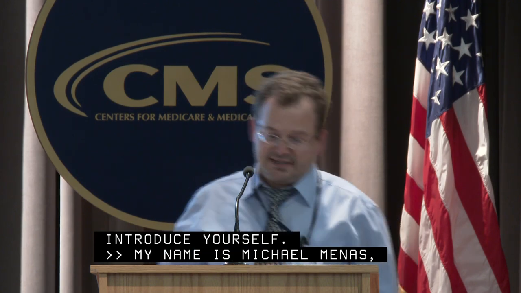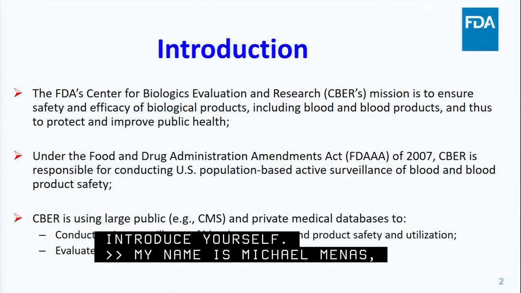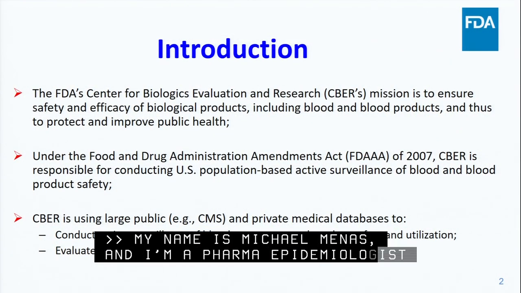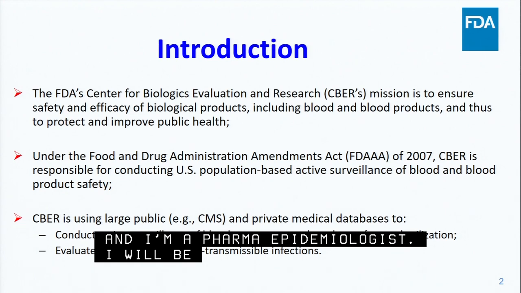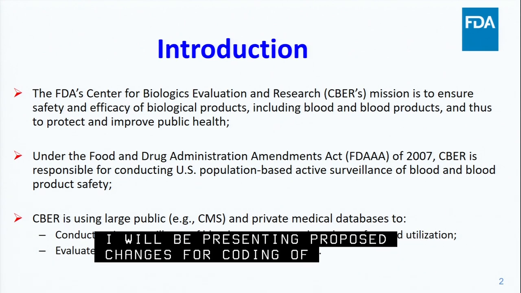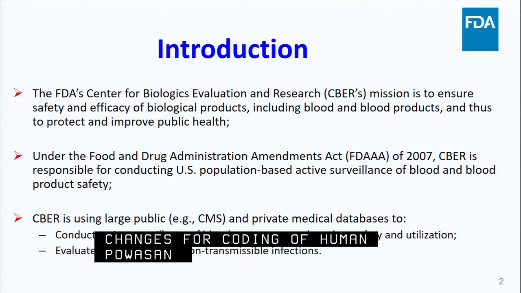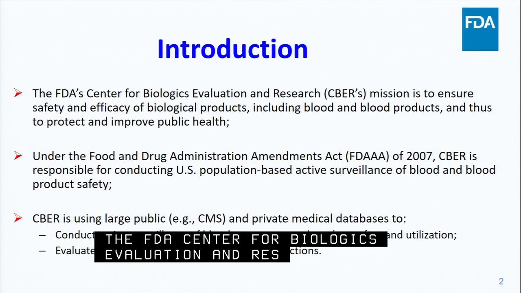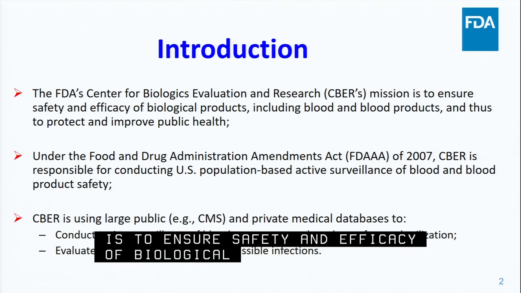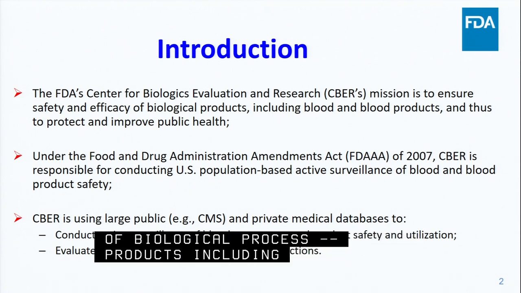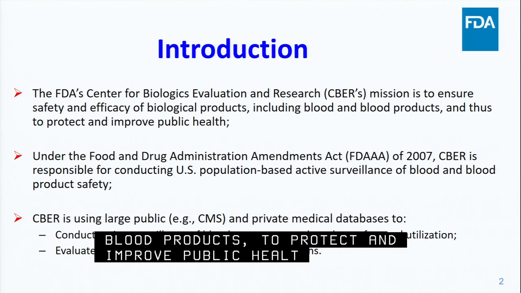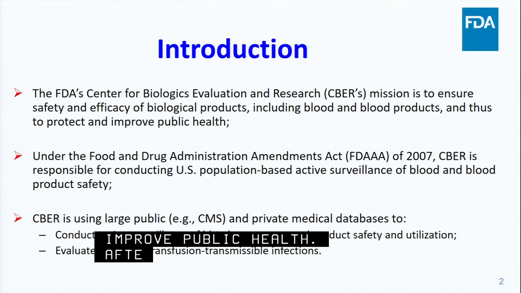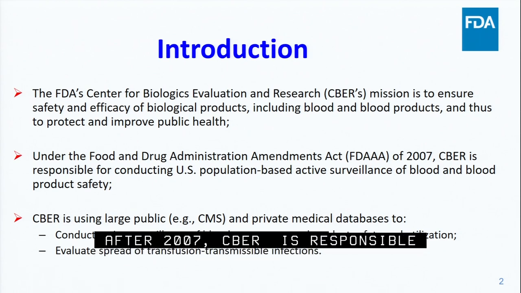So the FDA Center for Biologics Evaluation and Research mission is to ensure safety and efficacy of biological products, including blood and blood products, to protect and improve public health. Under FDAAA 2007, CBER is responsible for actively monitoring safety of blood and blood products. As such, CBER is using large public databases to conduct active surveillance and to evaluate the spread of transfusion-transmissible infections.